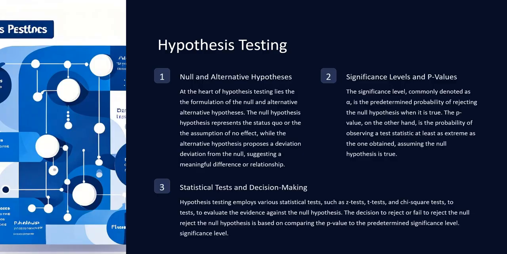So this is the basic introduction, and now we come to hypothesis testing. We know that there is a null hypothesis and an alternative hypothesis. At the heart of hypothesis testing lies the formulation of the null and alternative hypotheses. The null hypothesis represents the status quo, the assumption of no relationship or no effect. An alternative hypothesis proposes the result that deviates from the null hypothesis, meaning there is a significant relationship or difference between two means or variables. So this is the alternative hypothesis.